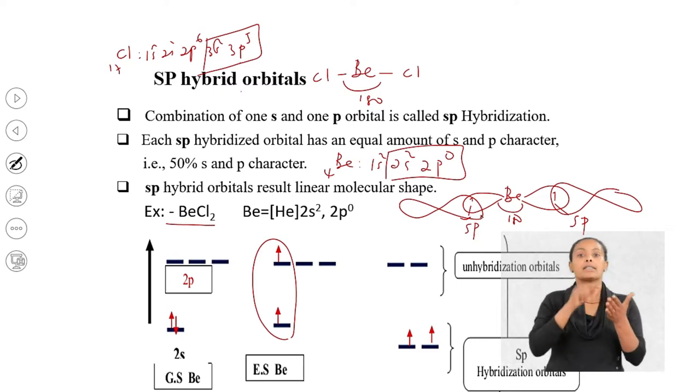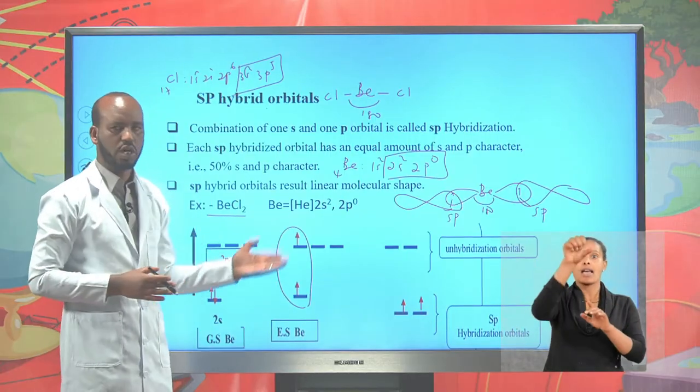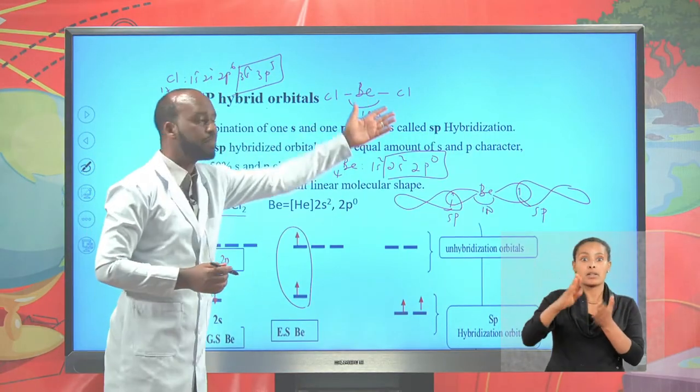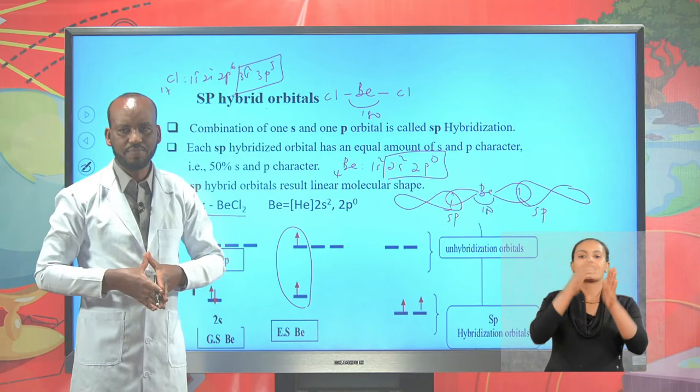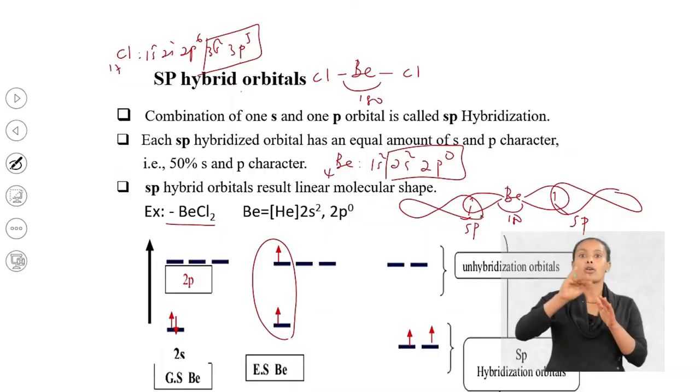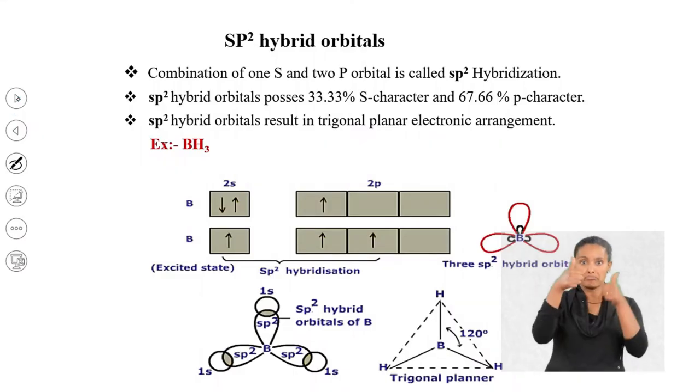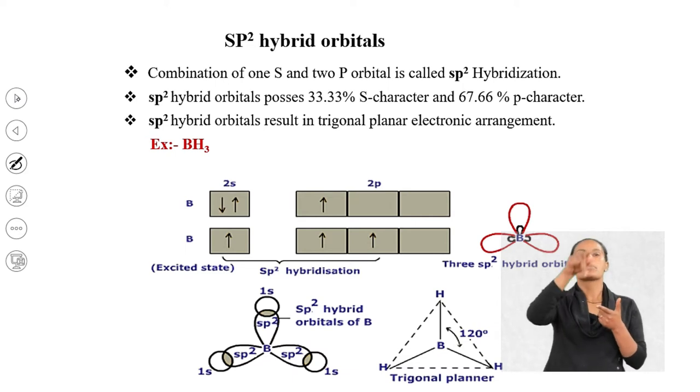This is SP hybridization. When an s atomic orbital is mixed or hybridized with a p atomic orbital, the resulting hybrid orbital is SP. Two SP2 hybrid orbitals.